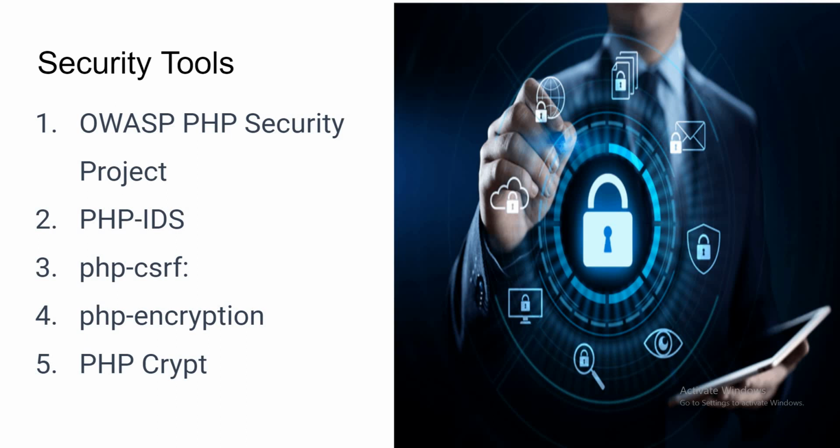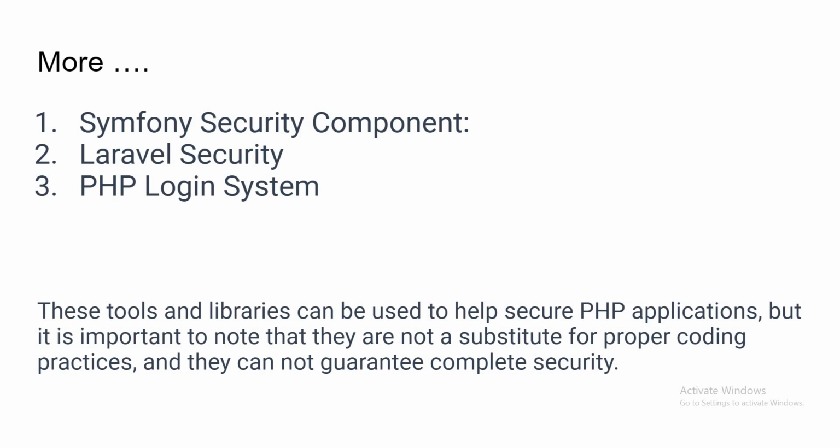Then there are several tools which we can use. We have the OWASP PHP security project, which I think usually comes with your PHP installation. Some of the others you can just turn on and add. Sometimes they're mostly off, so you can simply turn them on to use them. Then there's PHP CSRF, PHP encryption, PHP crypt. I've not used most of these, so I can't really say too much about them, but over time you get used to this.